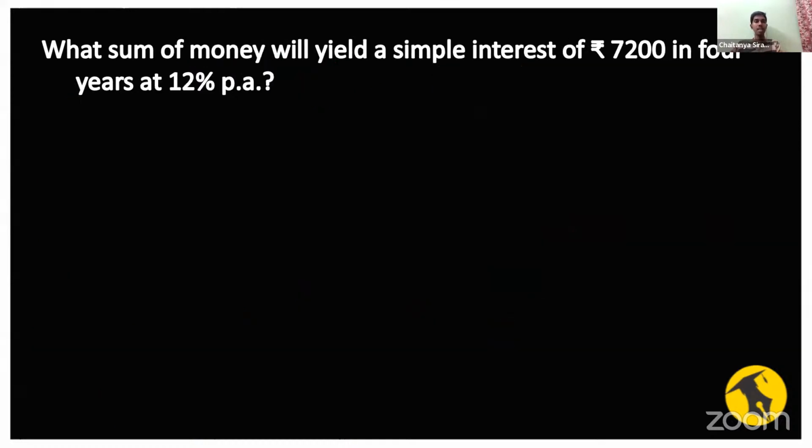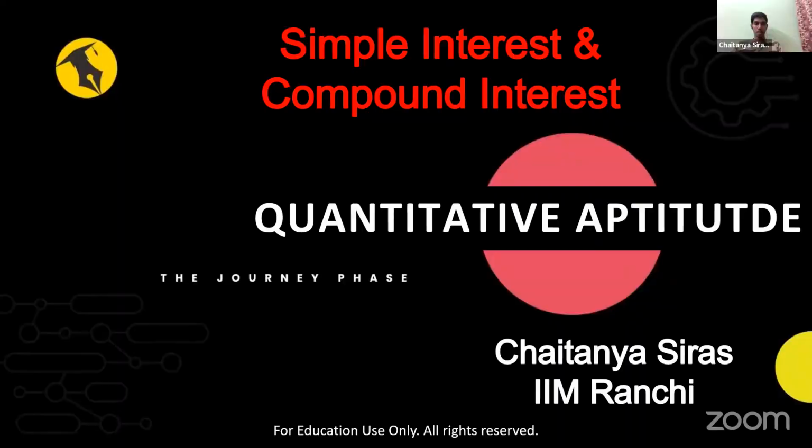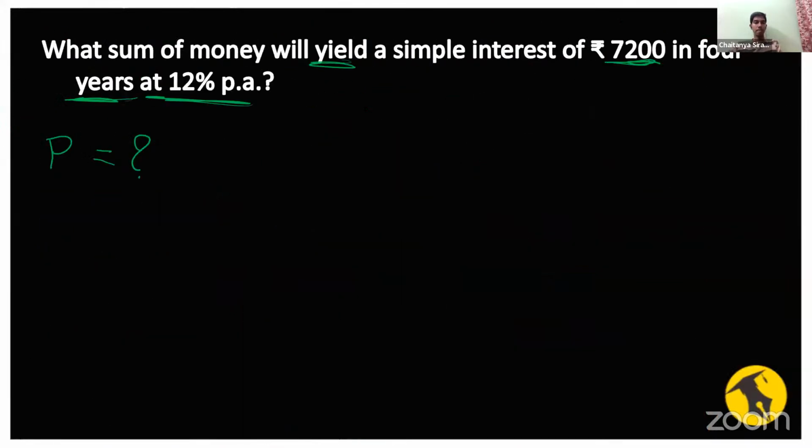What sum of money will yield a simple interest of 7200 in 4 years at 12% per annum? Now here you have been asked to find the principal. In the last question you were given these three and you were asked simple interest. So if you know any three values out of these four, you can easily find out the fourth one using the formula. Okay. So I have been given a rate of interest as 12%. Number of years is 4, and the simple interest is 7200.